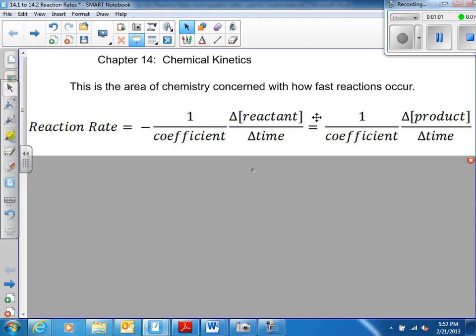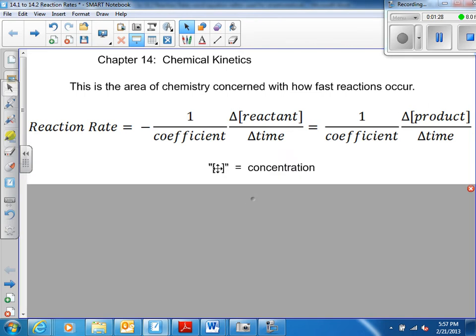For the products, we don't stick a little negative in there. So the reaction rate is also 1 over the reaction coefficient times the change in the product concentration over the change in time. Because products are increasing over time, and time is increasing over time. And if something's increasing and you're dividing it by something that's increasing, you will get a positive number right here. Little note here, those brackets, you should have seen those before, but in case you've forgotten or we haven't seen them, these brackets just mean concentration.